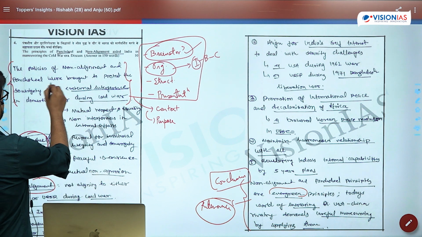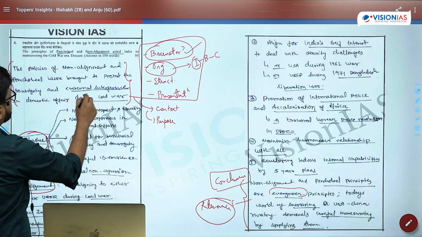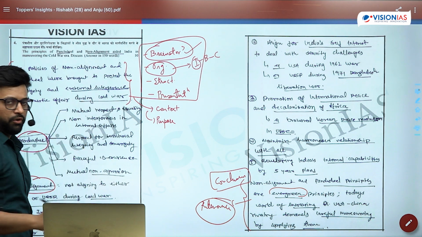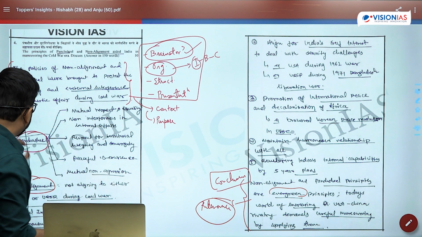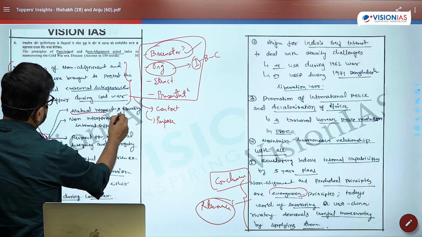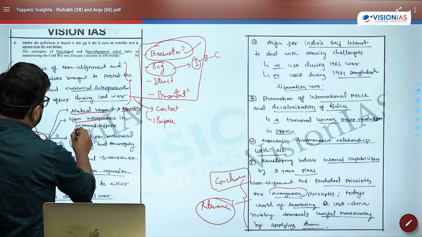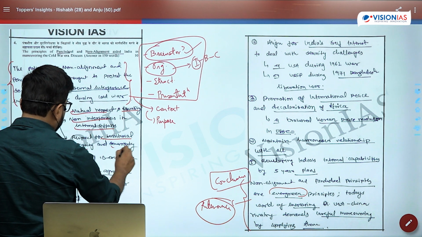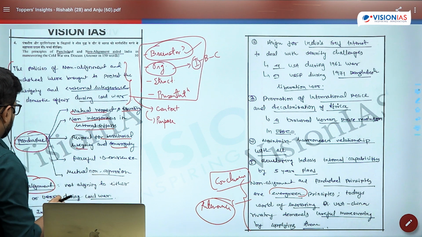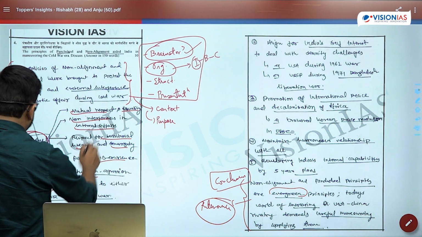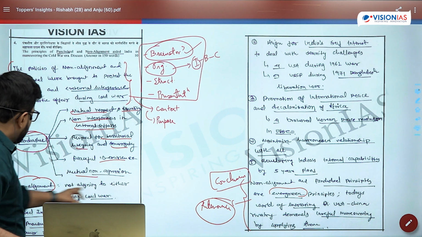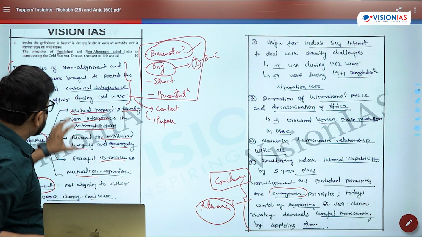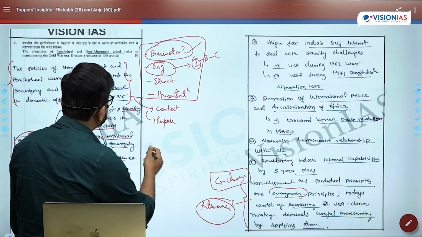So what is the purpose? It was brought to protect sovereignty and prevent external interference in domestic affairs during the Cold War, right? And then he has explained the meaning of Panchsheel: mutual respect and equality, non-interference in internal affairs, respect for territorial sovereignty and integrity, peaceful coexistence, mutual non-aggression. And then what exactly is non-alignment? Not aligning to either the USA or the USSR during the Cold War. So this can be considered a very holistic introduction.